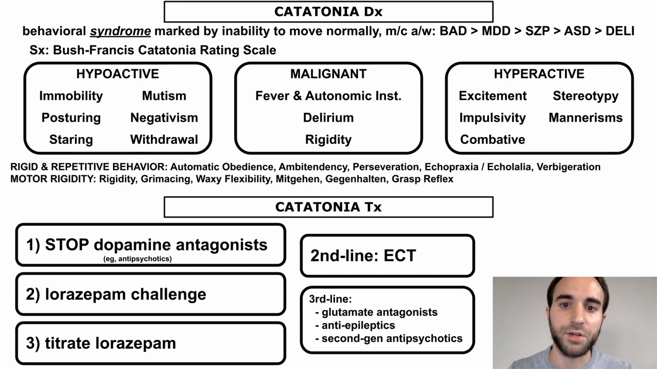ECT may also be used earlier if a more rapid response is required, such as in cases of life-threatening malignant catatonia. Additional treatment options are limited and generally supported by only low-quality evidence. These include glutamate antagonists, antiepileptics, and second-generation antipsychotics.